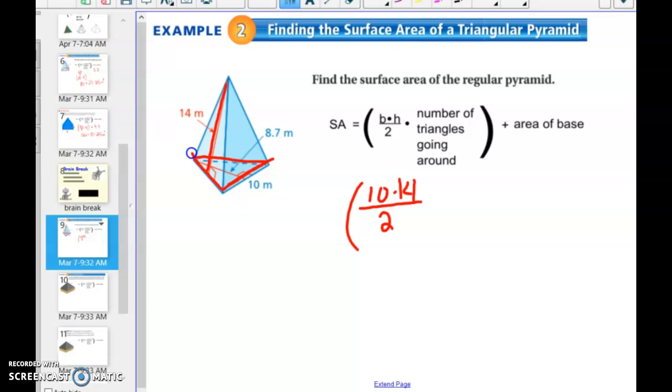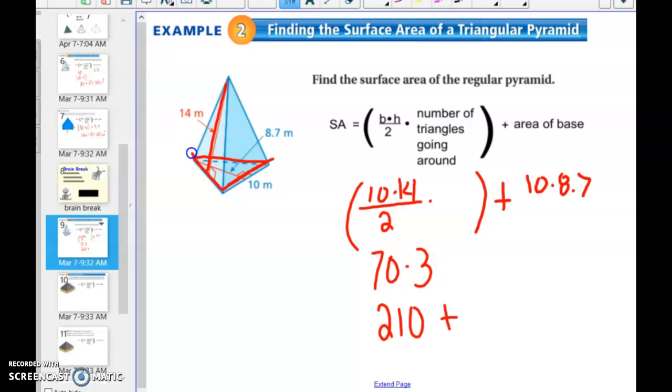gives me 70. And then I'm going to multiply that times the number of triangles I have going around, and this one it is 3, so that gives me 210 for the first part, plus the area of my base. Well, like I said, the area of this base is a triangle, and it has a base of 10 and a height of 8.7 for that base triangle, so 10 times 8.7 divided by 2. That gives me the area of my base is 43.5.